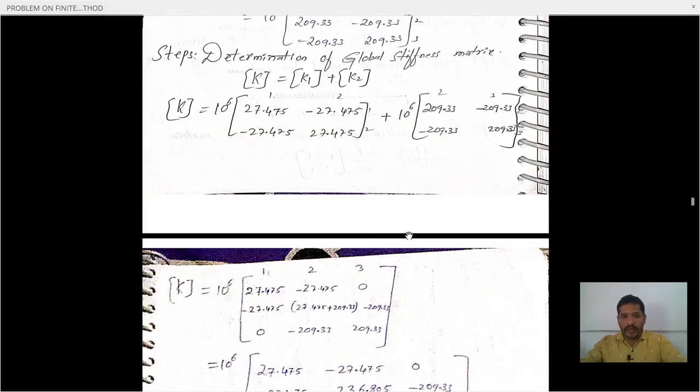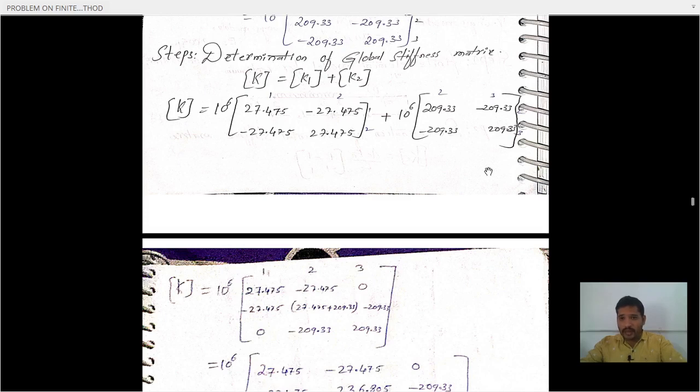Okay dear, let us see again. Second node to the first node, if you multiply here, what will you get? Minus 27.475. You have to represent here minus 27.475. Second node to the second node, then how much will you get as the answer here? 27.475 here, first one. Again come to this point, second node to the second node, then you will get the value 209.33.